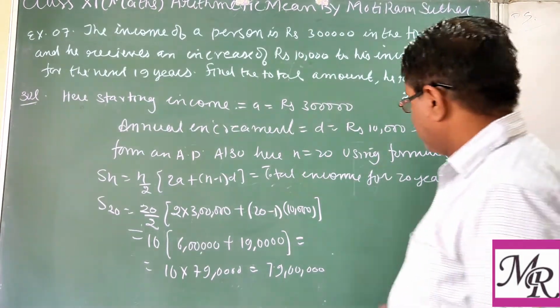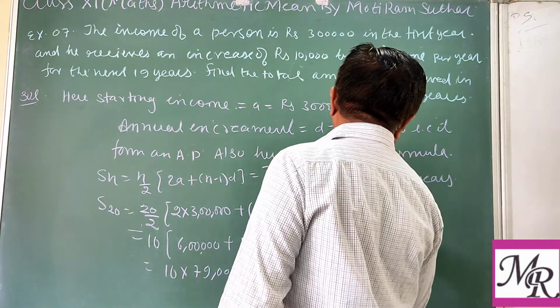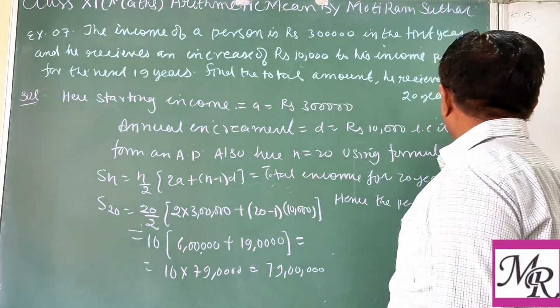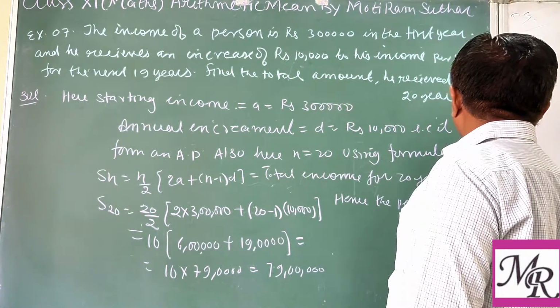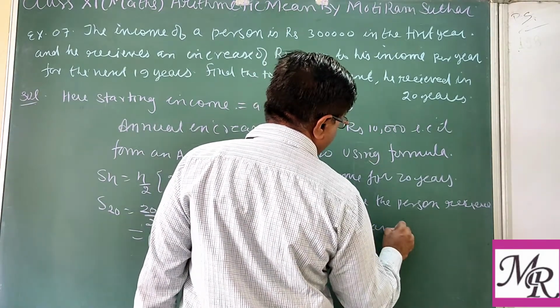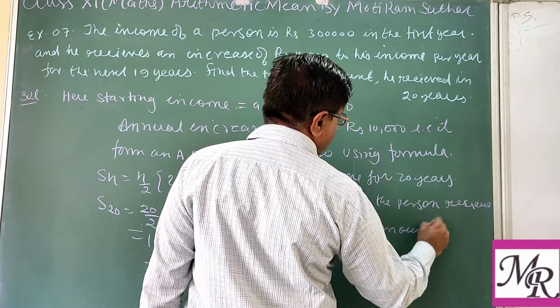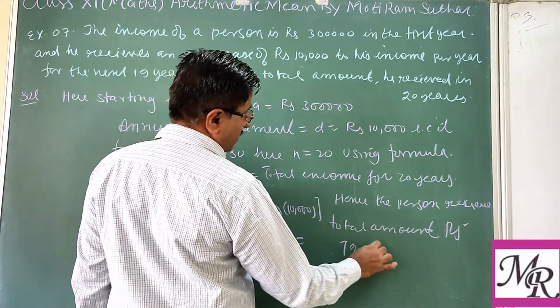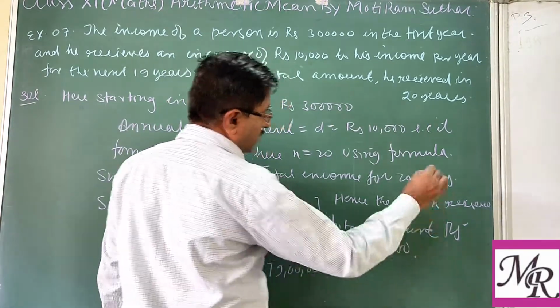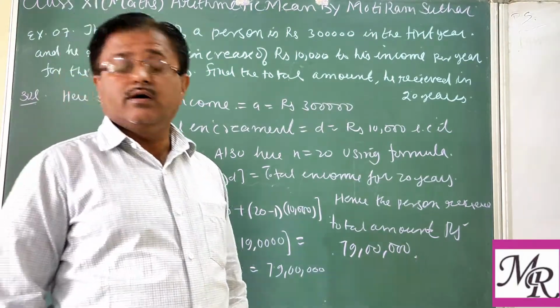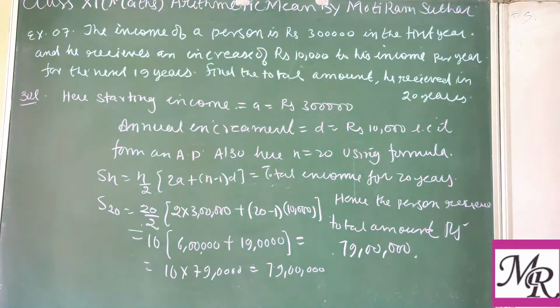So you can write that the person received a total amount of rupees 79000000. This much amount. So this is the general application of arithmetic progression in our daily life.